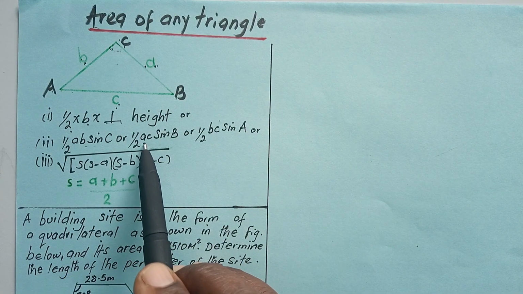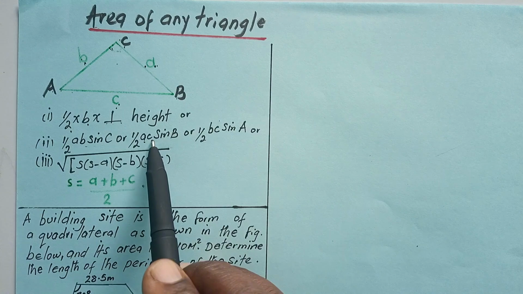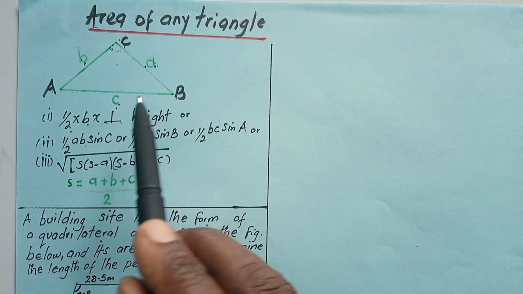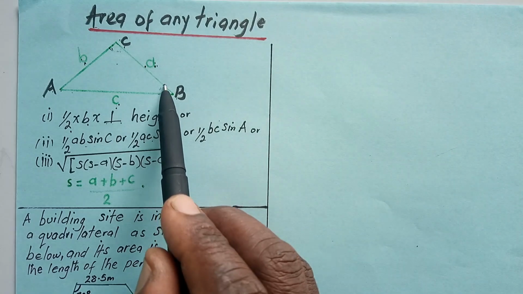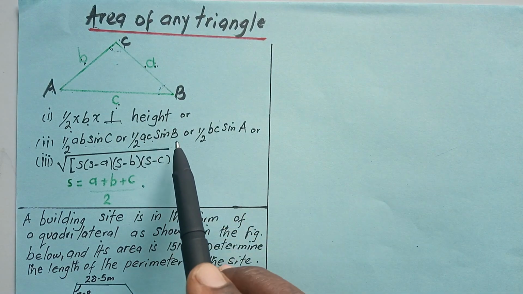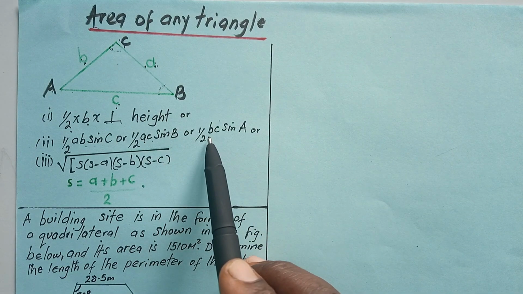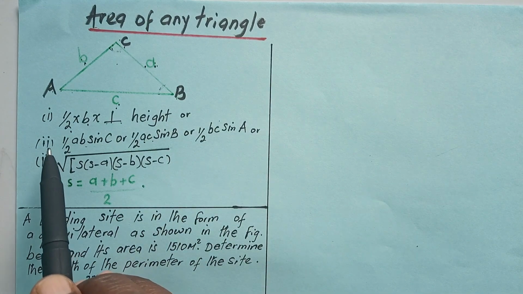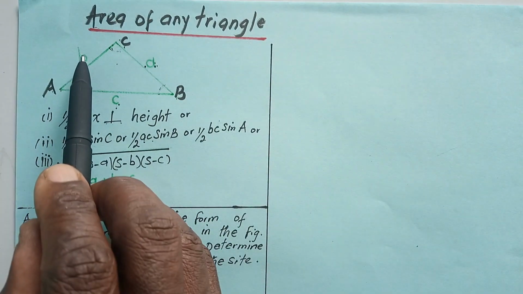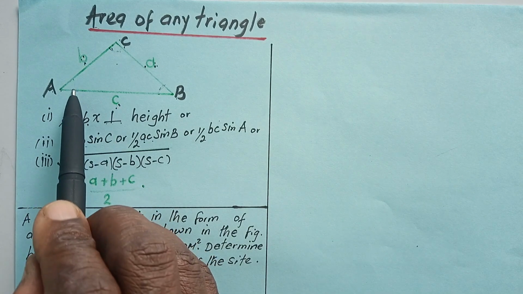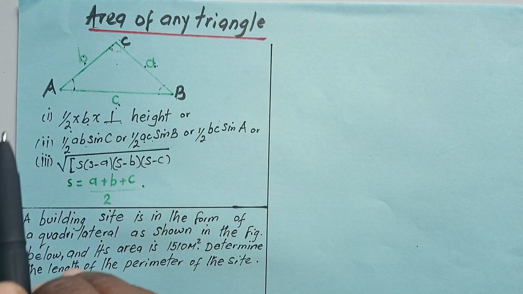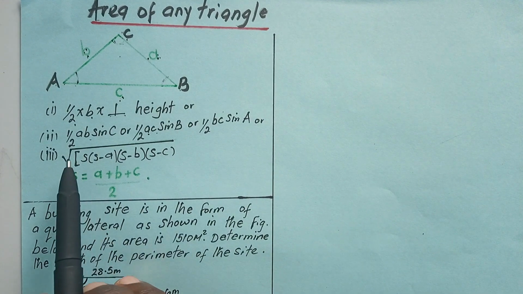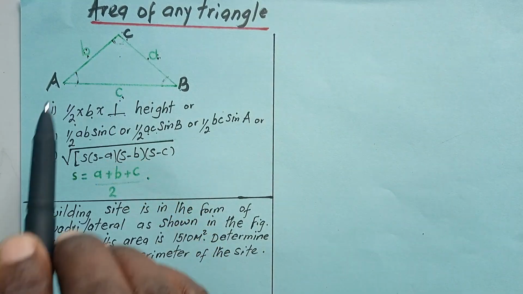Alternatively, it is the same as a half ac sine B. Now B is our included angle. Alternatively, we have a half bc sine A. So this is our included angle. That is when we are given an included angle.